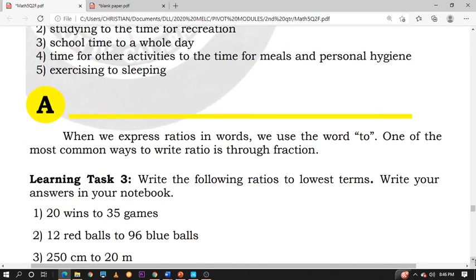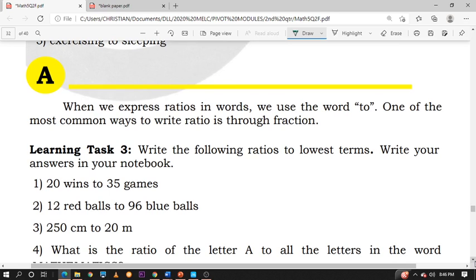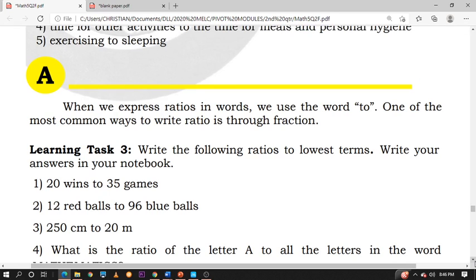Next, learning task 3. Let's remember that when we express ratios in words, we use the word "to." One of the most common ways to write a ratio is through a fraction. But the form we use more now is the colon form. So, write the following ratios in lowest terms.